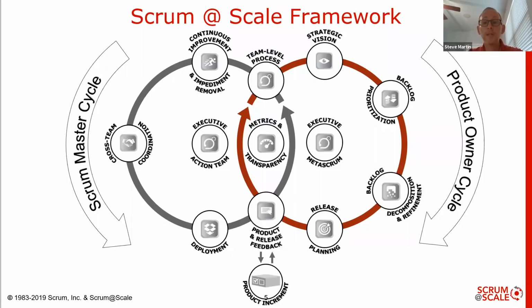The left-hand side is the Scrum Master cycle, which describes how organizations can collaborate, coordinate, and work together. On the right-hand side is the Product Owner cycle, which describes the what, the things that we should be working on. This is basically how you generate value. With so many components to choose from in this framework, and remember Scrum at Scale's modular structure, you can start anywhere on this diagram.